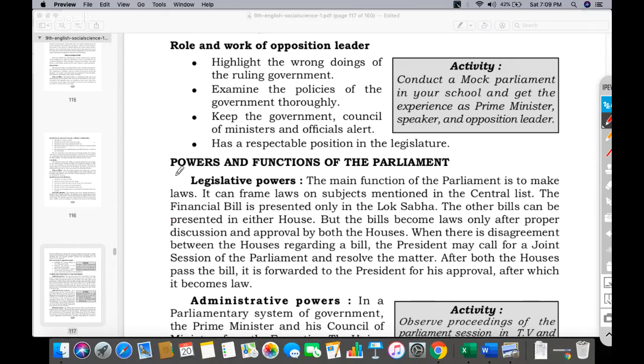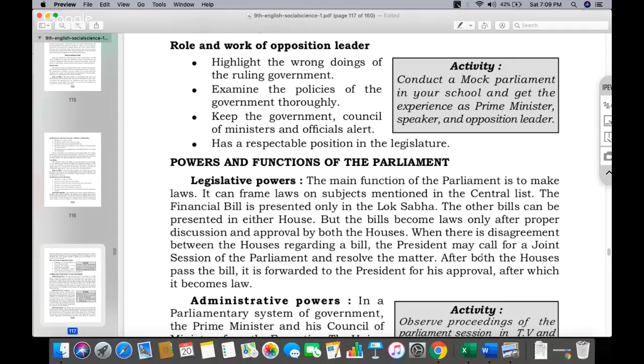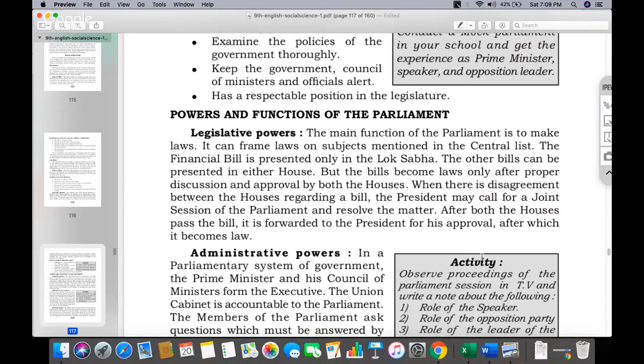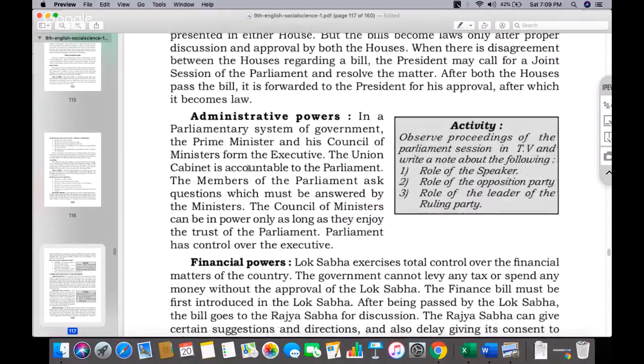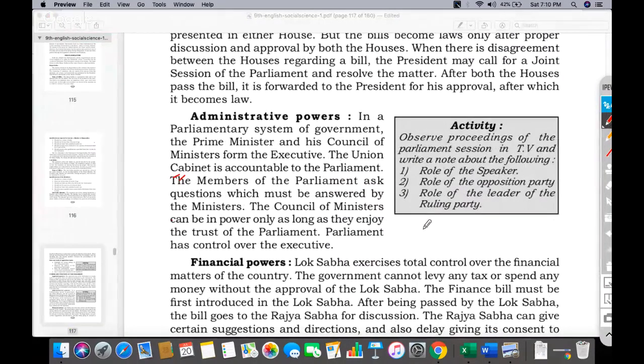So legislative power, I have told you, is to make bills. Then we have administrative power in the parliamentary system of government. The Prime Minister and his council of ministers form the executive. So who forms the executive is the first important thing. Executive means PM plus union ministers.